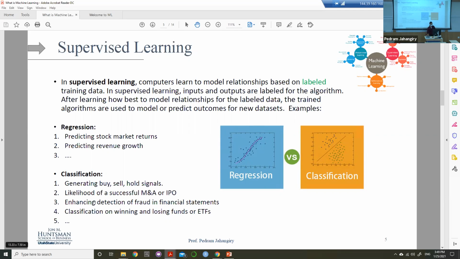Then let's say enhancing detection of fraud in financial statements. So what is the target variable? Fraud or no fraud, right? 0, 1. Classification on winning and losing funds or ETFs. So this is exchange traded funds, like mutual funds.